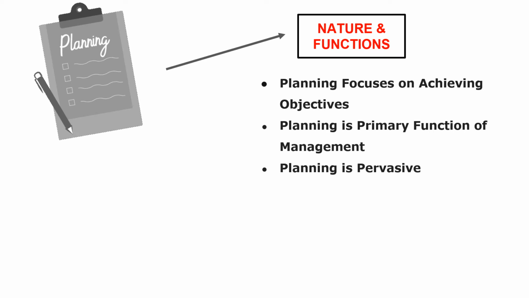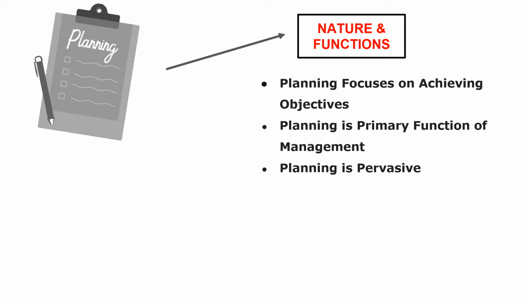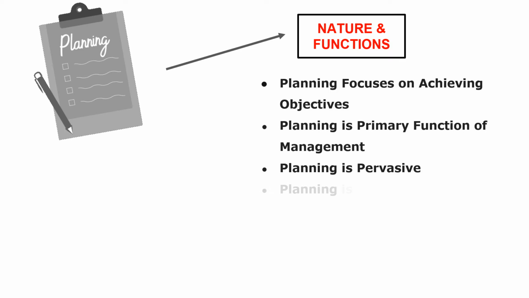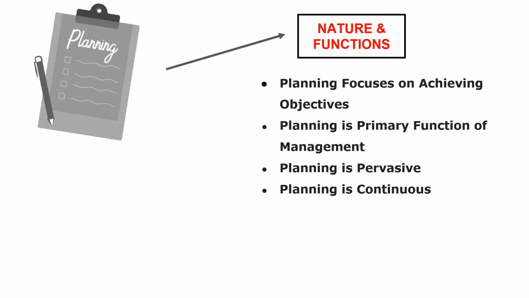Planning is pervasive as planning concerns all managers. Since the job of planning is performed by the managers at different levels working in an enterprise, it is appropriate to call it all pervasive. Planning is continuous. Planning is a continuous process for the following reasons.